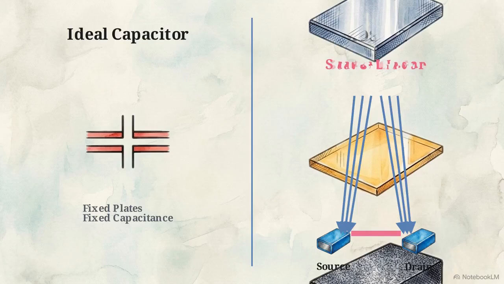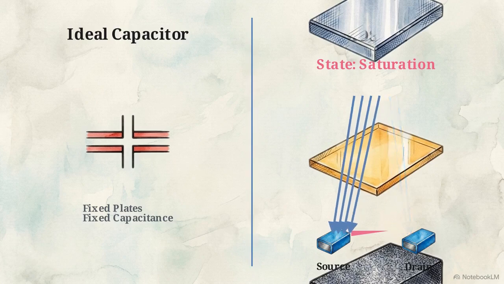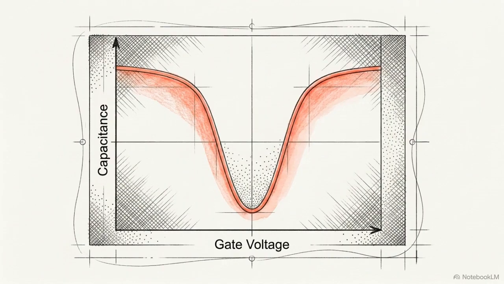In the saturation state, the voltage differential causes the channel to physically taper, eventually pinching off before it reaches the drain. This pinch-off effect isolates the drain, concentrating approximately 2/3 of the total gate capacitance onto the source terminal. Consequently, gate capacitance is a dynamic variable that shifts the electrical load as the transistor moves through different operational regions.